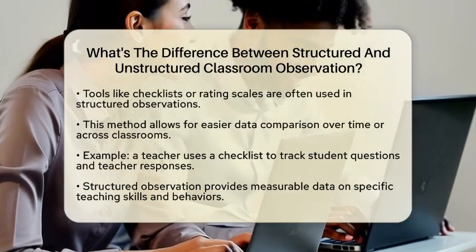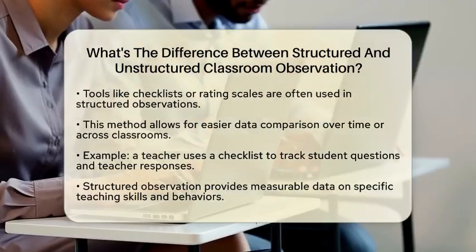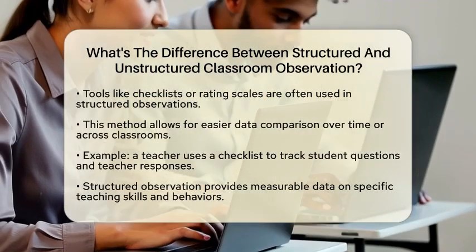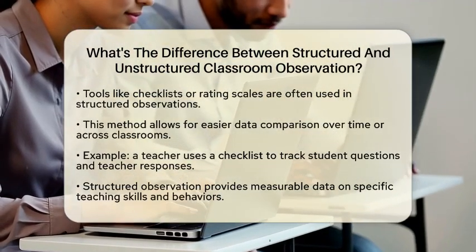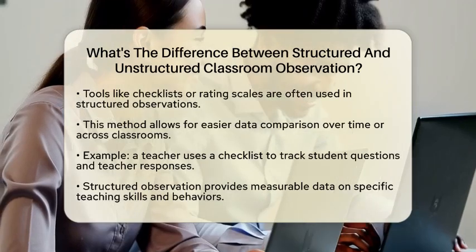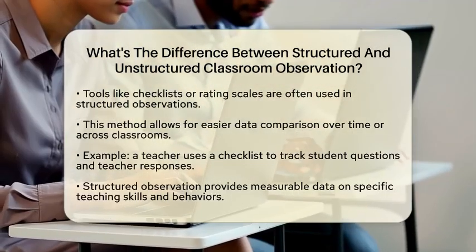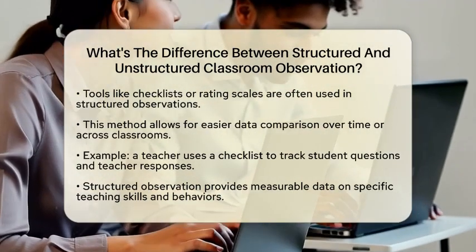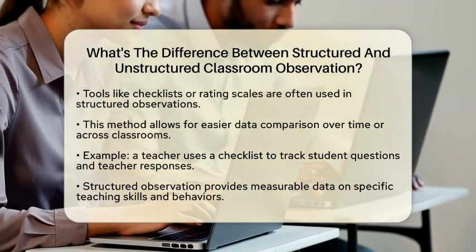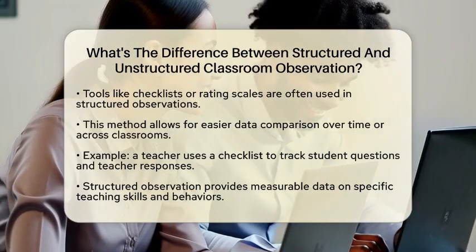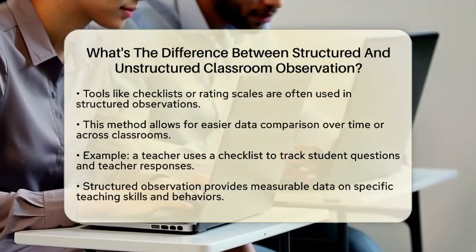For instance, a teacher might observe a colleague and use a checklist to note how often students ask questions or how the teacher handles disruptions. This method is great when you want measurable data on specific teaching skills or student behaviors. However, it can sometimes limit the observer's ability to notice unexpected interactions or behaviors that might occur during the lesson.